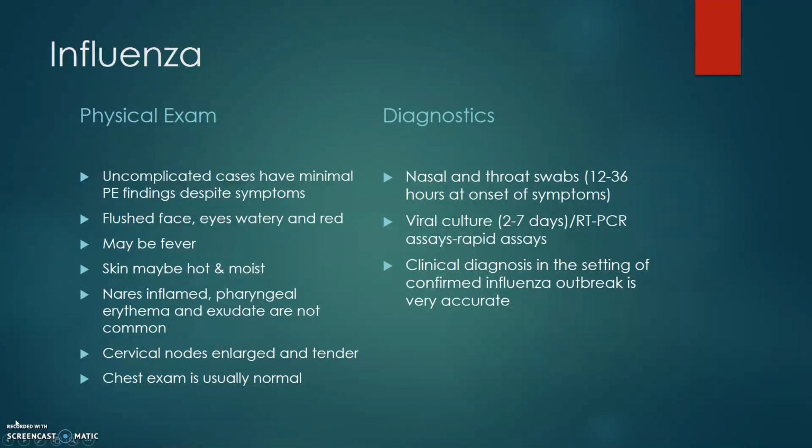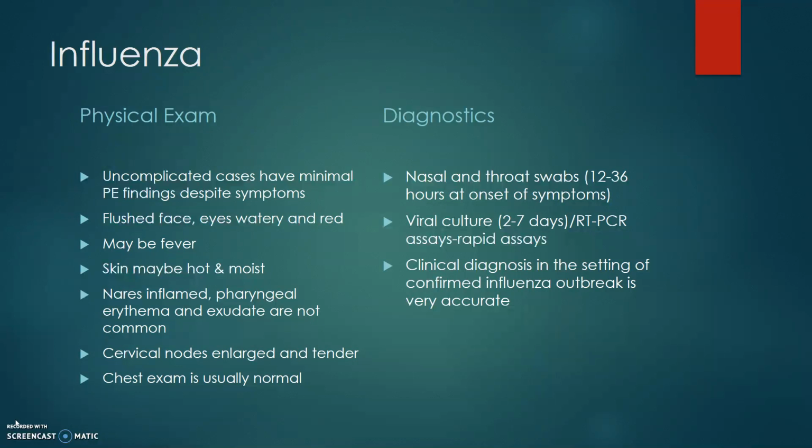So interestingly enough, uncomplicated cases of influenza have minimal PE findings despite the symptoms. Generally, these people, their faces are flushed, their eyes are watery, clear watery, and red. They're injected. There may be a fever. Typically, I see a fever with a positive influenza, but not always. And the skin may be hot or moist. Generally, their nares are inflamed. There is pharyngeal erythema.